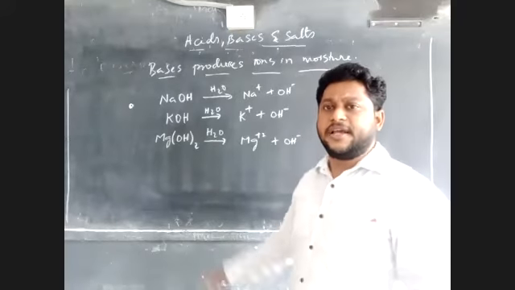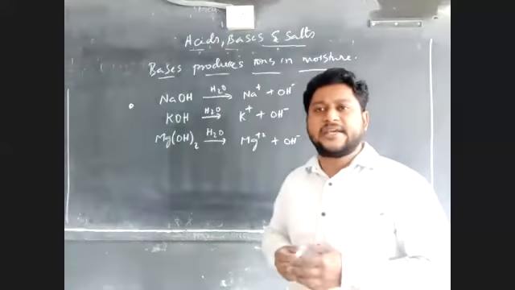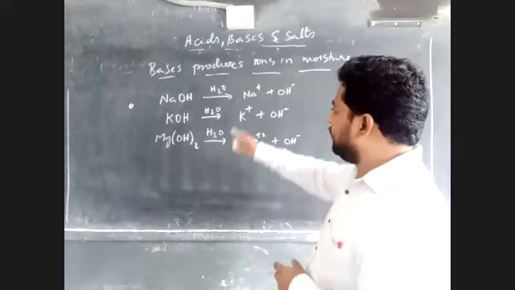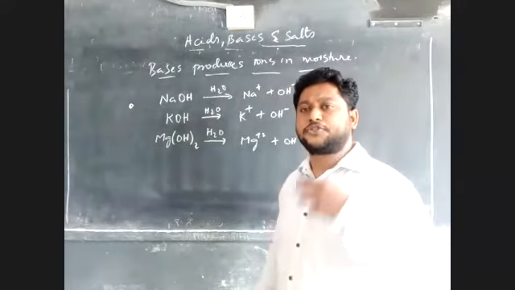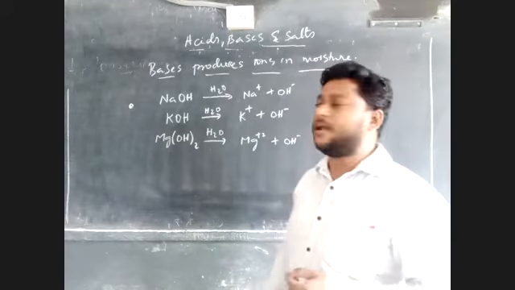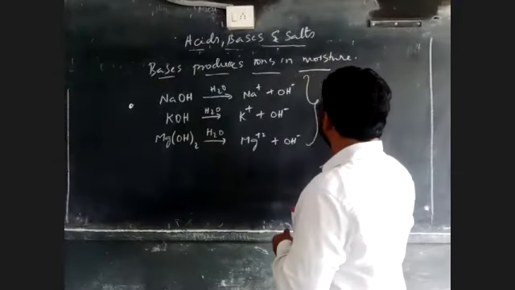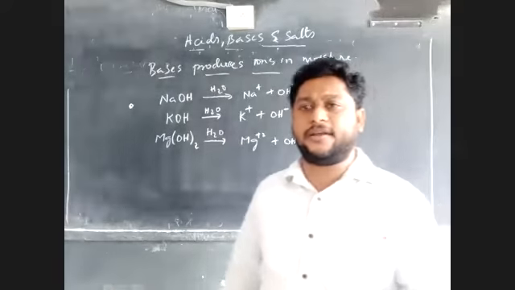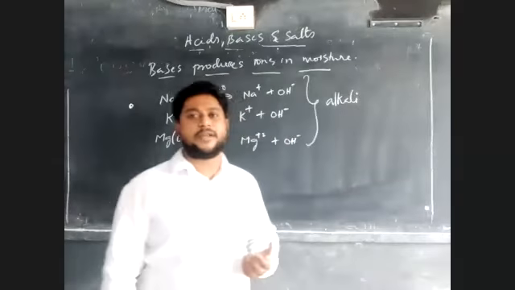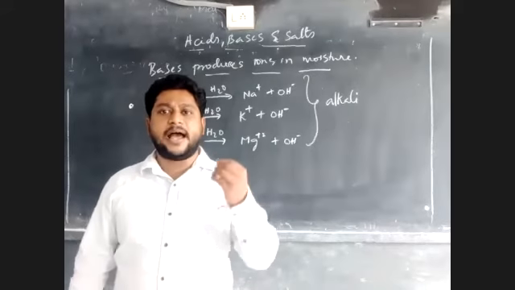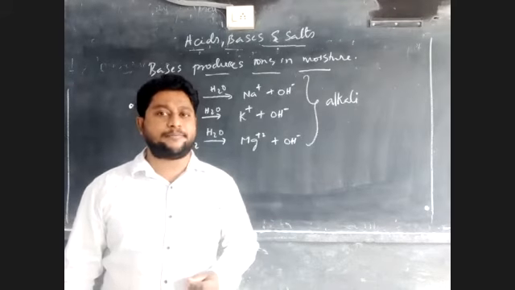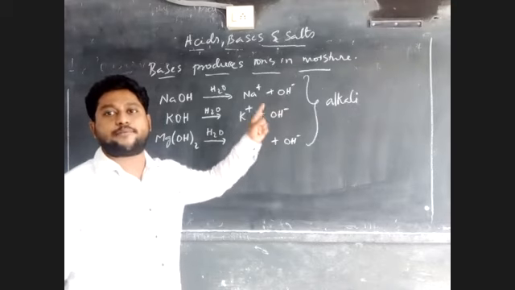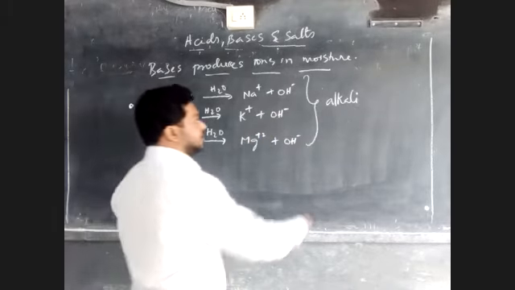Like acids, even bases produce their ions, that is OH minus ions. Now, these bases which are completely soluble in water are called alkali. A very important question: what is an alkali? Define alkali with a suitable example. What is an alkali? The bases which are soluble in water and produce OH minus ions.